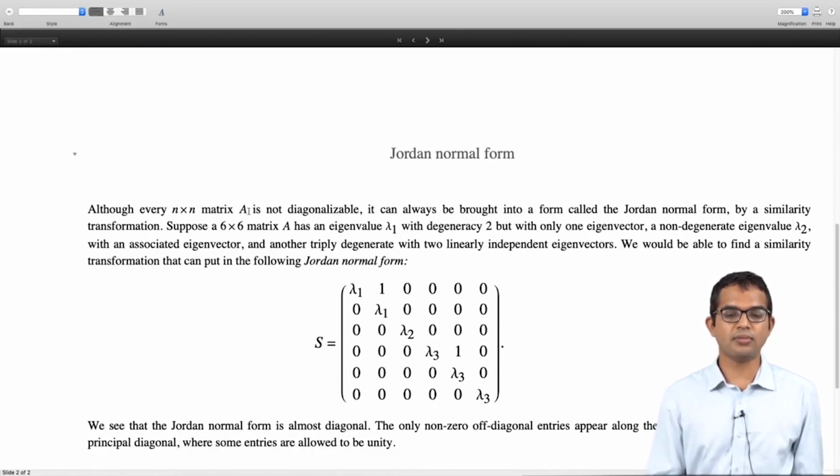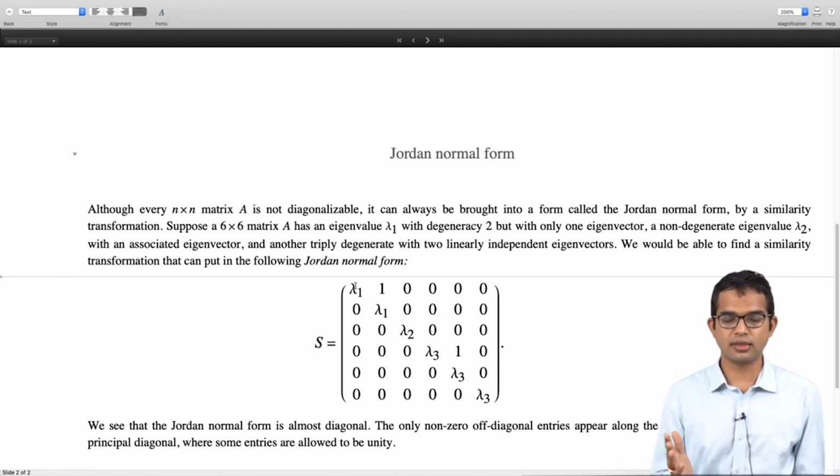Any n by n matrix can be brought into a form like this, where it may not be diagonal, but it's almost diagonal. The entire matrix is filled with zeros except along the diagonal, for sure. That's where you have the freedom to put in the information, but you also allow yourself a bunch of ones in this superdiagonal, just above the principal diagonal. You can allow for a few ones.